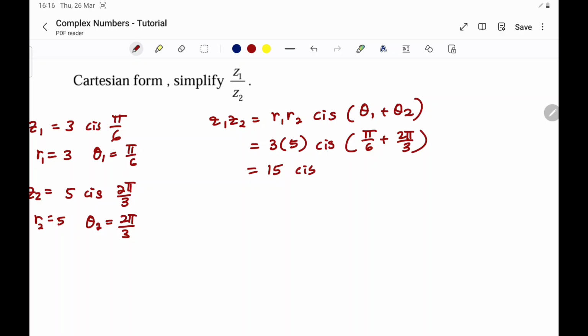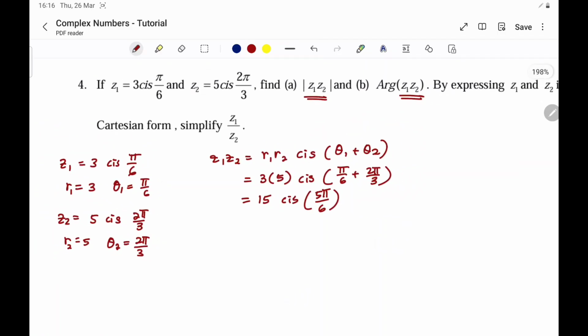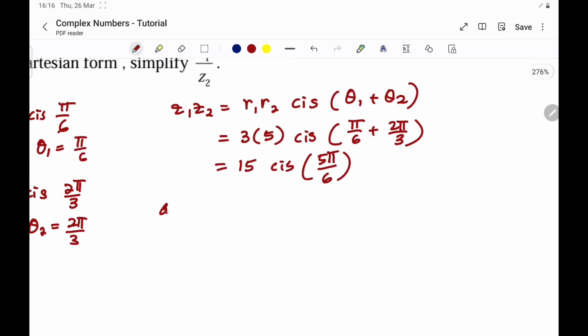Pi over 6 plus 2 pi over 3, you're going to get 5 pi over 6. Okay, so this is what they want, but then for question A, they want the modulus of z1 z2. So what is modulus here? Okay, they want modulus.